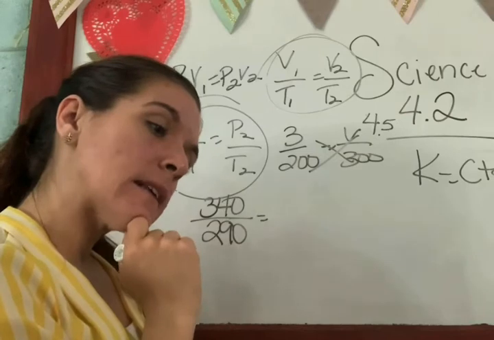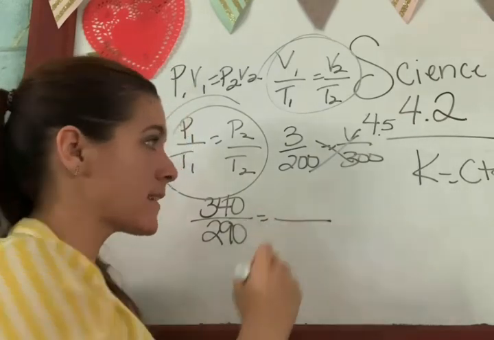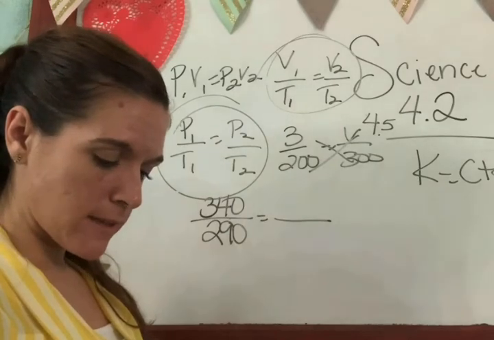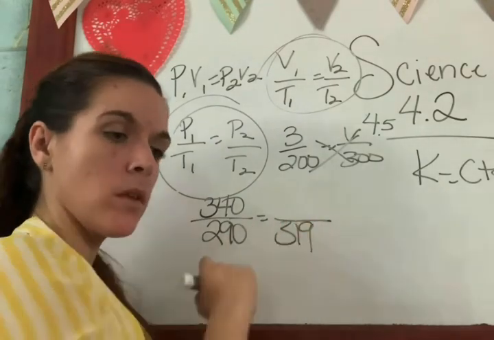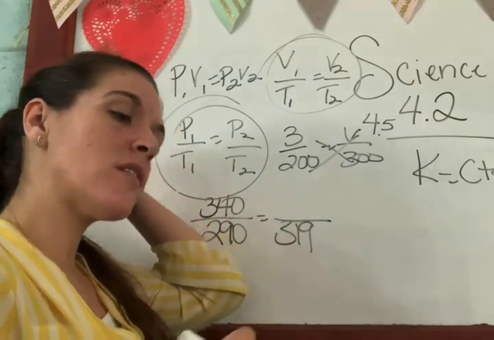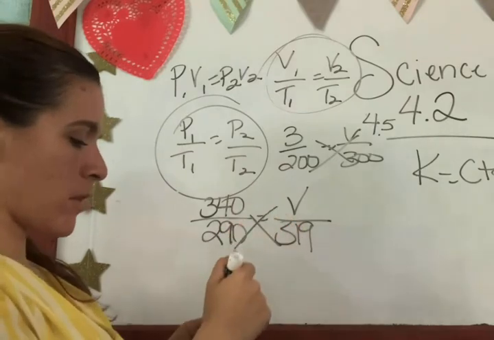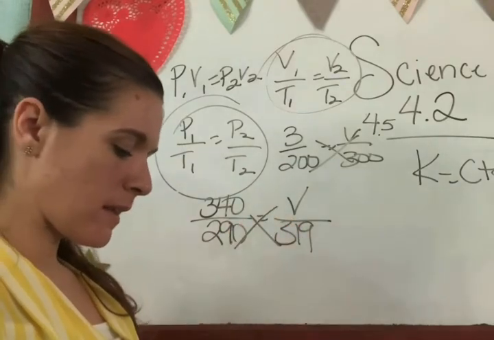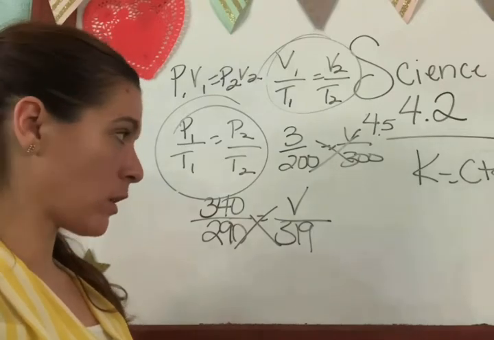Okay, so it says, after the car is driven, the temperature of the air has risen to 46, so that's going to be 273 plus 46, which is 319. So what is the pressure of the air in the tire? So this went up, so this must go up. Crisscross and multiply. It's going to be 319 times 340 divided by 290, which is 374.